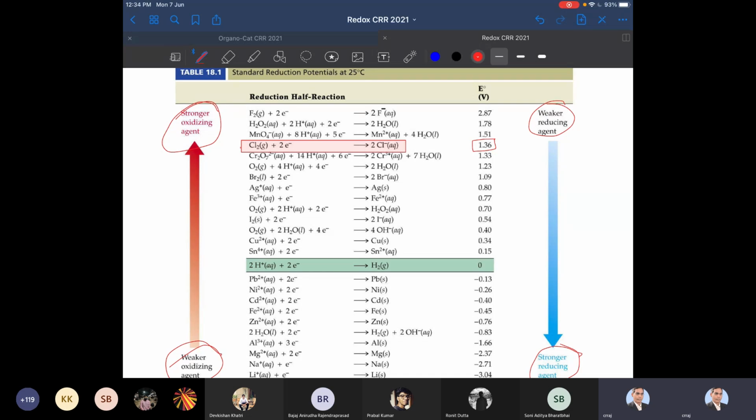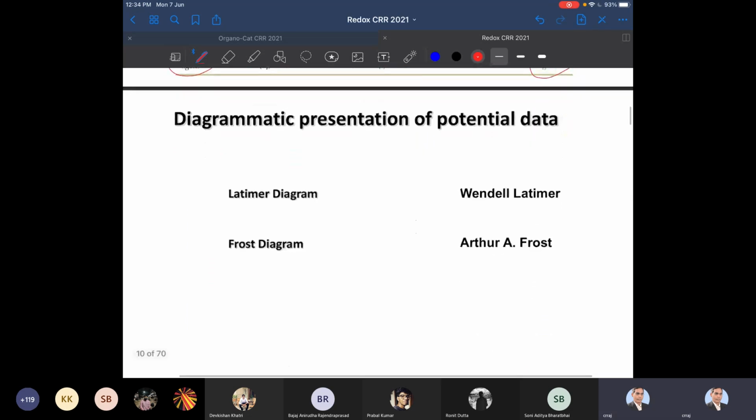In this one, what we are going to learn is the diagrammatic representation of redox data, or potential data. There are different ways of doing this. Number one, we have the Latimer diagram, developed by Wendell Latimer. Another is the Frost diagram, developed by Arthur A. Frost. There are many more diagrams.